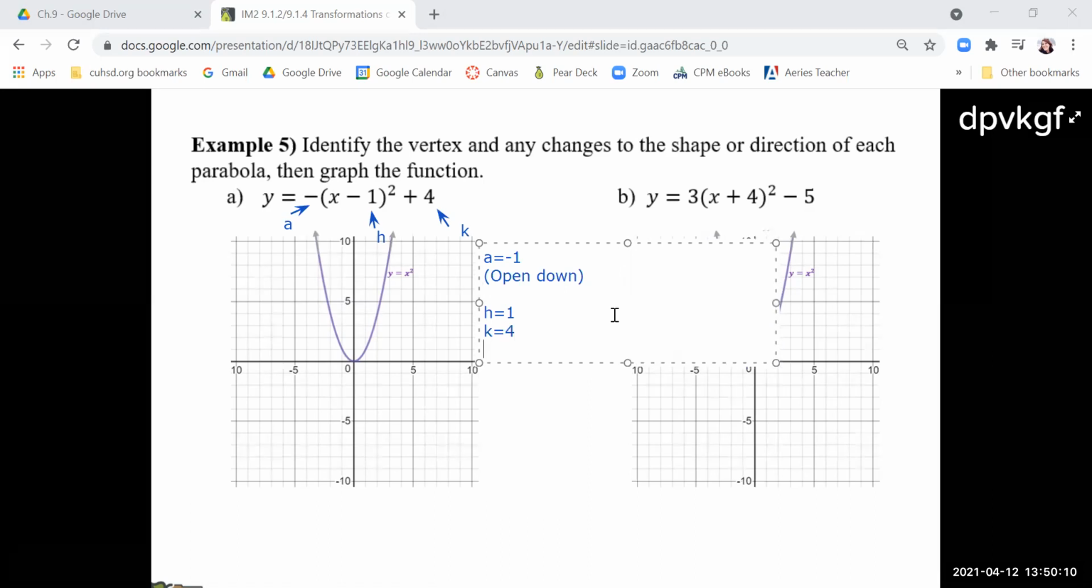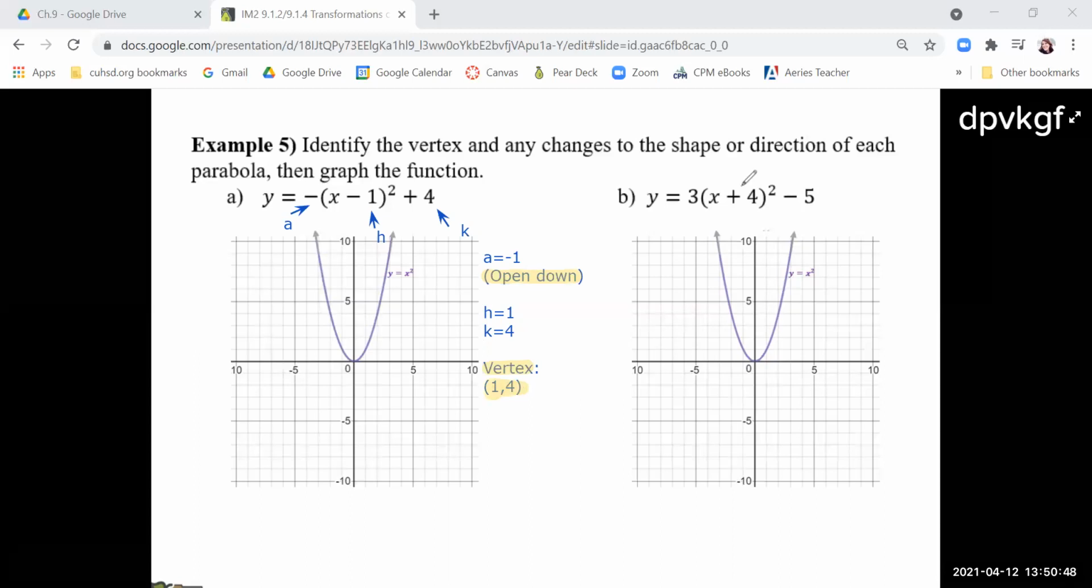And those two things together tell us that our vertex is at 1, 4, HK. And this is everything we need to have an accurate graph for this particular one. So again, we open down, but we don't change the size of the parabola, and we have a vertex at 1, 4. And these are the things that we need to have an accurate graph.